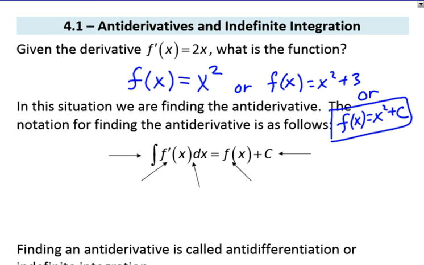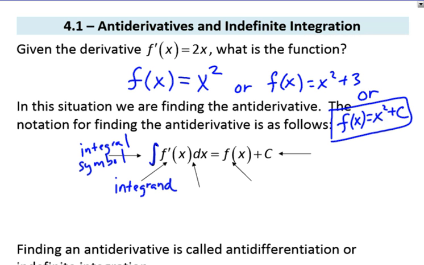All right, so for the notation for finding the antiderivative, this is what it would look like here. This symbol right here is called an integral, or an integration symbol. So really, integral and antiderivative are kind of synonymous. That big elongated S is an integral symbol. If I take the integral of f prime, whatever I'm taking the integral of is called my integrand. So whatever is inside the integral is called my integrand.